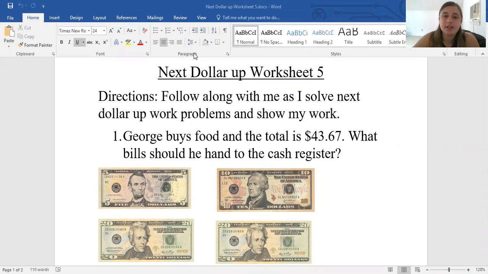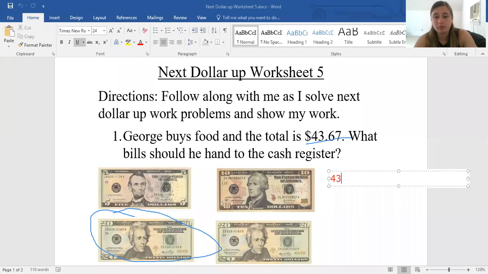So let's start with problem 1. George buys food and the total is $43.67. What bills should he hand to the cashier? So let's remember from our last worksheet, if the total is larger than the largest bill that I have, we're going to start with the biggest one. Okay, so we have done $20. So let's do 43.67 minus 20.